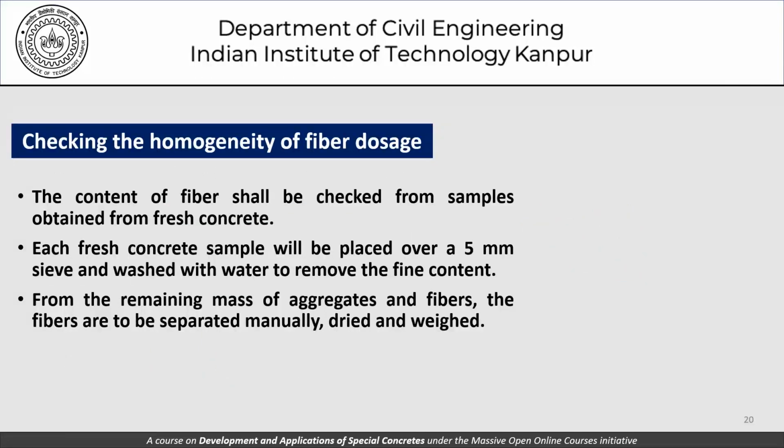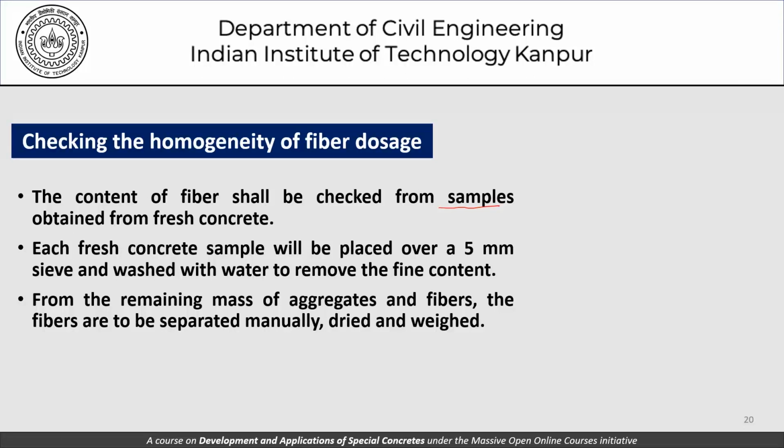When it comes to checking the homogeneity of fiber dosage, it's very important to ensure that the fiber dosage that we have added is indeed uniformly spread across the entire concrete. And for that, the content of fiber shall be checked from samples obtained from fresh concrete. So unlike coarse aggregates, where we do not do such tests unless we are looking for segregation, for fibers, it's important that such a test is carried out to ensure that the concrete has fibers in each location.